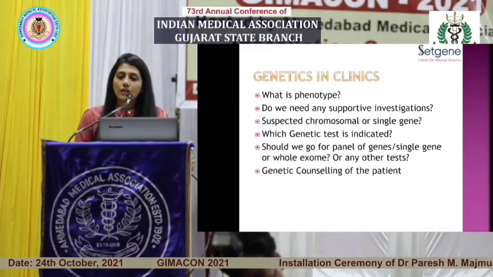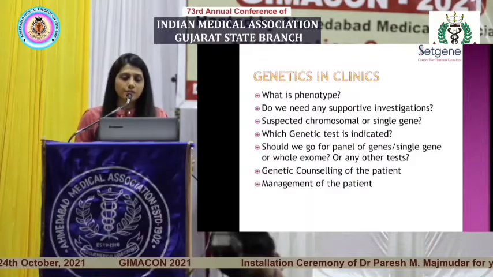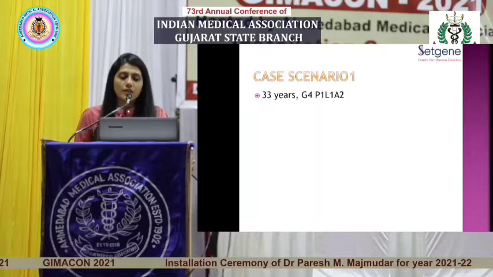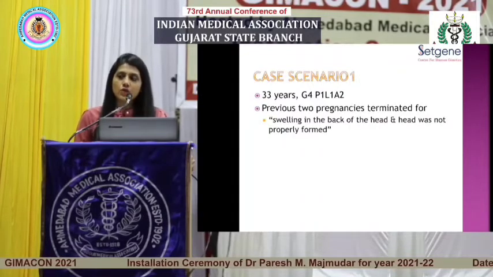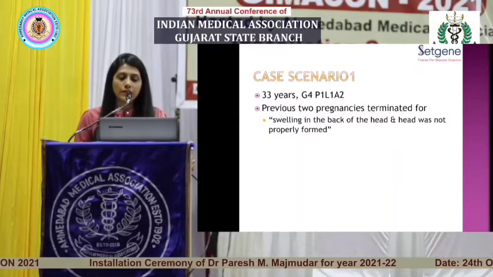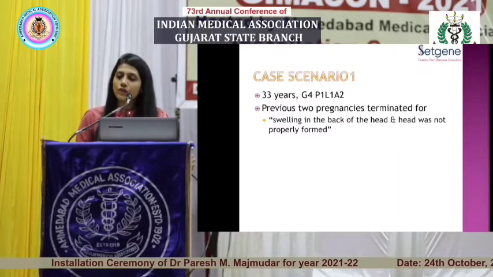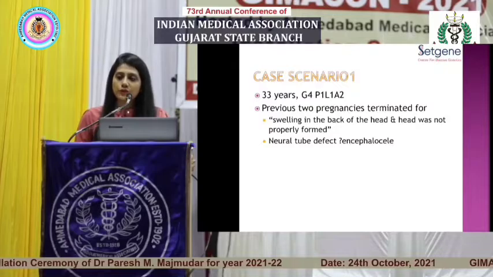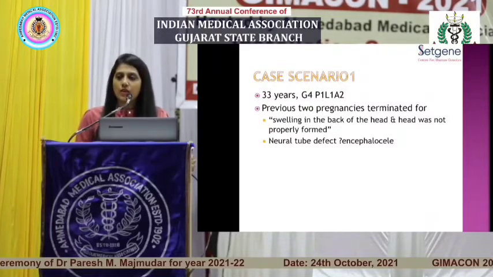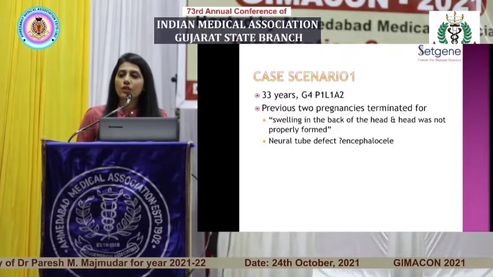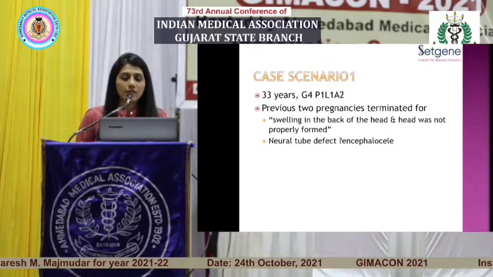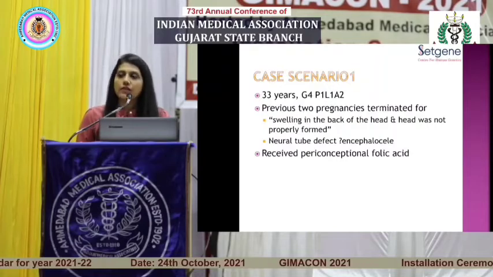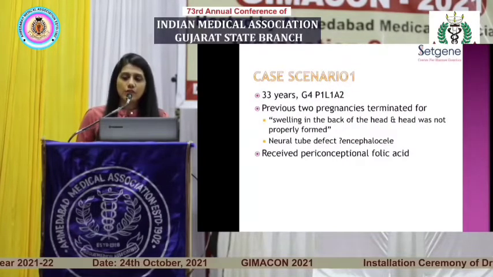Let's look at the first case. She is a 33-year-old lady with a history of two previous pregnancies which were terminated because of a swelling at the back of the head, and the head was not properly formed. It was suspected to be a neural tube defect, probably encephalocele. The first thing we usually think of is deficiency of folic acid, right? But here she had already taken periconceptional folic acid. They sent this case for genetic consult.